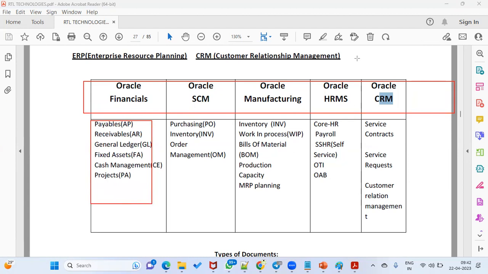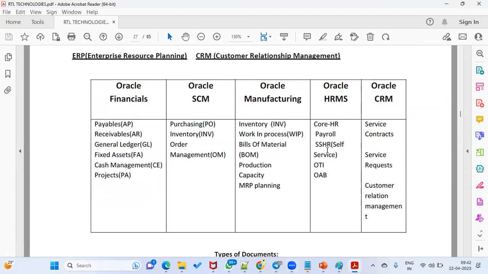So here the DBA is common for all. A DBA cannot say that I am a financial DBA or I am a supply chain management DBA or I am a manufacturing DBA. He cannot tell like that. DBA is common. He will install the Oracle Apps software. He will maintain security, maintenance, support. He'll take care of the services. That's the DBA responsibility. Then a functional consultant is restricted to a particular domain.